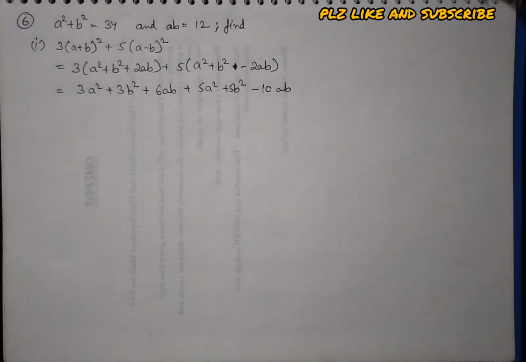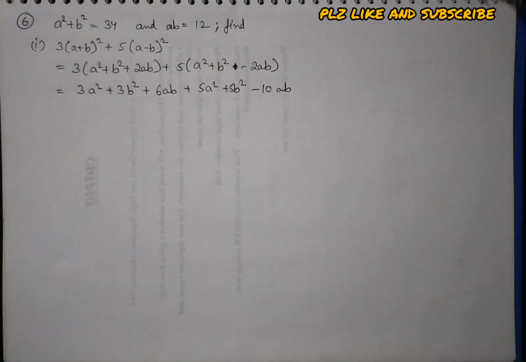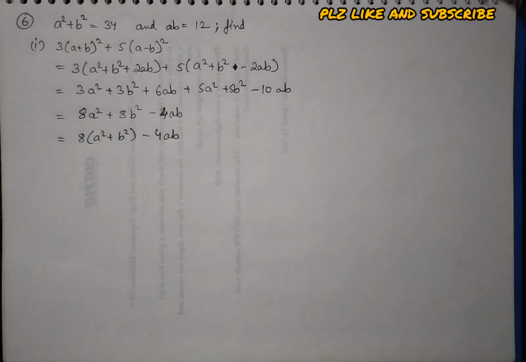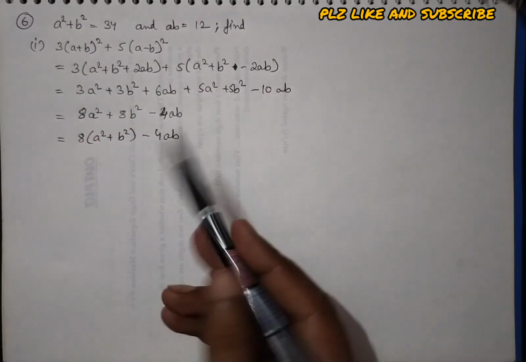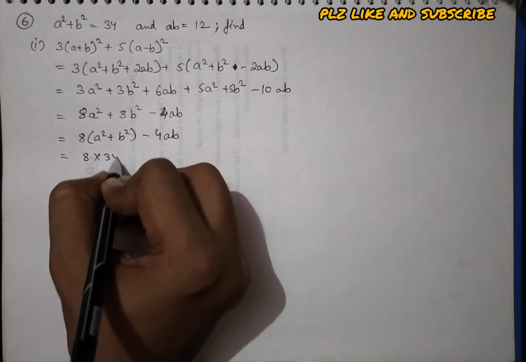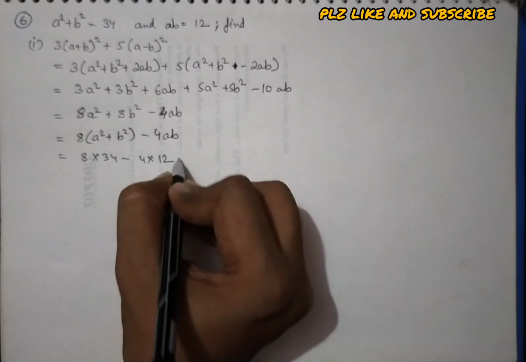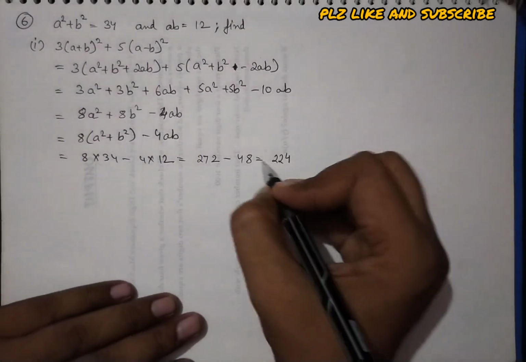After expanding the bracket, we can solve the like terms, such as these two can be solved, these two can be solved, and these two can be solved, and we get 8a square plus 8b square minus 4ab. Now we have taken the common of 8 from the first two expressions, and now we can place the values of a square and b square and ab over here. And by doing so, this will become 8 into 34 minus 4 into 12, and that is equals to, we get finally 224 as the final answer.